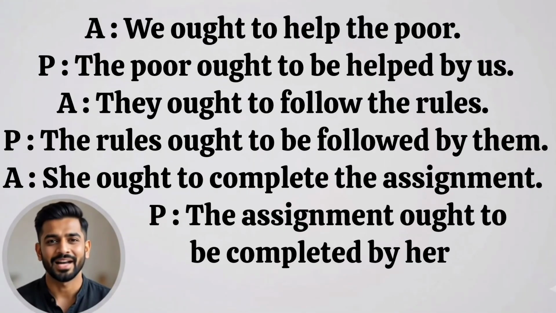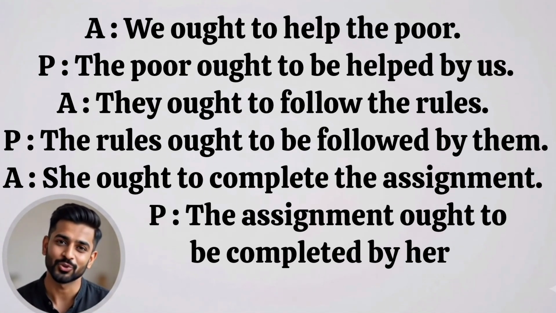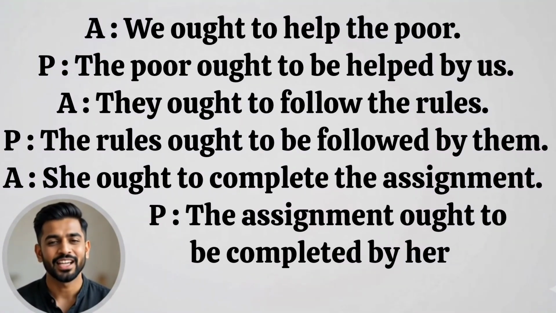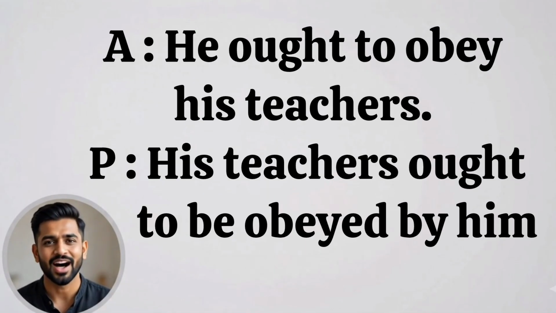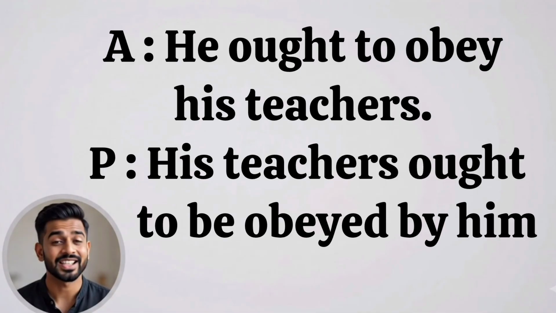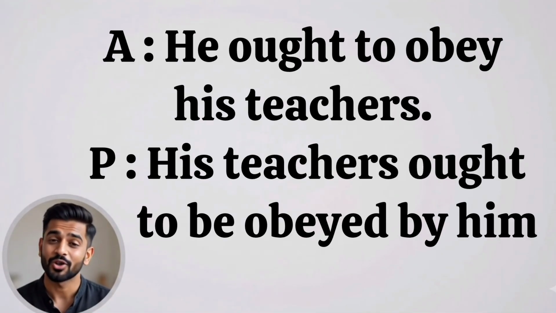2. Active. We ought to help the poor. Passive. The poor ought to be helped by us. 3. Active. They ought to follow the rules. Passive. The rules ought to be followed by them. 4. Active. She ought to complete the assignment. Passive. The assignment ought to be completed by her. 5. Active. He ought to obey his teachers. Passive. His teachers ought to be obeyed by him.